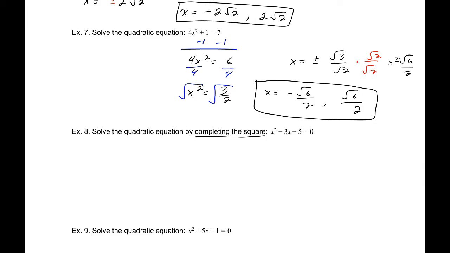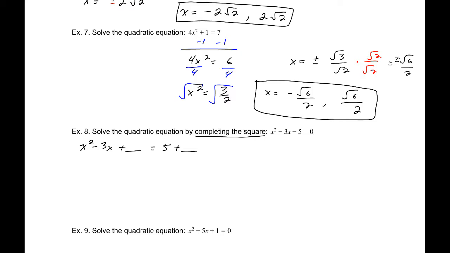Okay, so to complete the square, what we want is to have this in the form x squared minus 3x plus something equals 5 plus something. So I'm going to move my constant term to the right side, and I'm going to add something to both sides. Now, how I find what I'm going to add to both sides is going to be from this term right here. We actually want this to factor to be a perfect square trinomial.